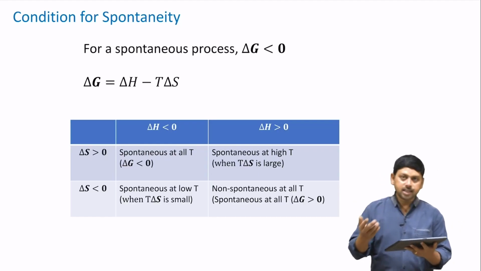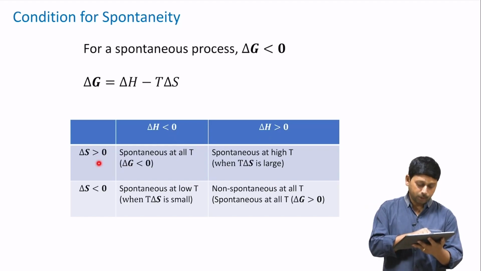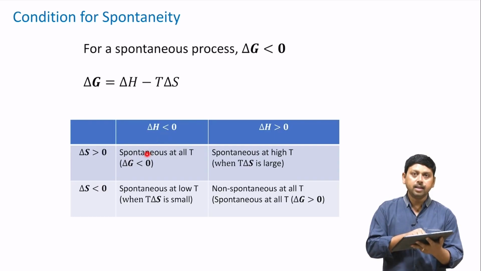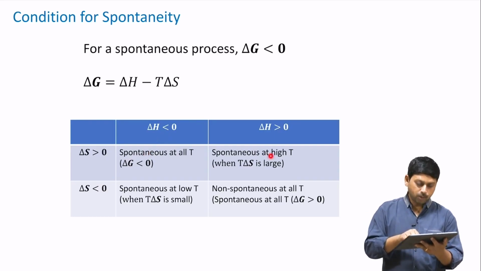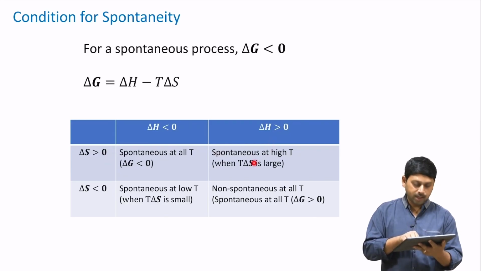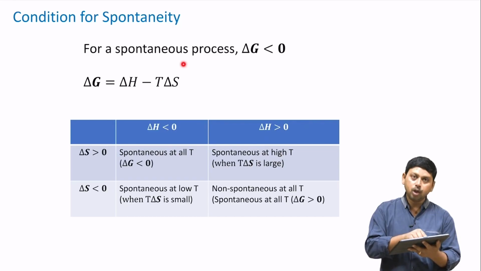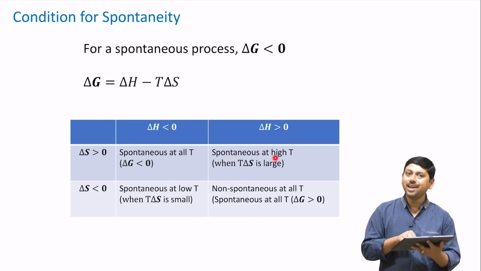Now let us see four possible conditions. Enthalpy can be negative or positive, and entropy can be negative or positive. Let us say enthalpy is negative and entropy is positive; then delta G is spontaneous at all temperatures. Now, let us say enthalpy is positive, but entropy is also positive. Entropy positive is favorable, enthalpy positive is not favorable. So if the temperature is higher, then this term will become larger in magnitude, and it will be a spontaneous process at a higher temperature.